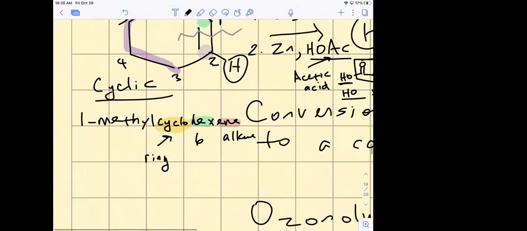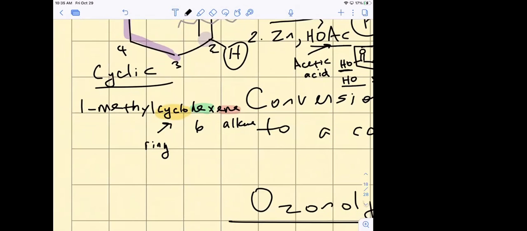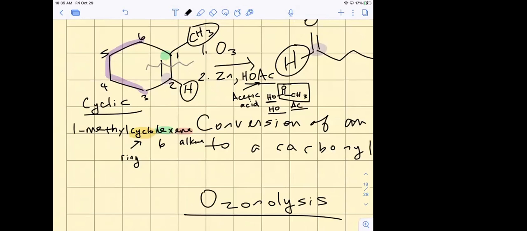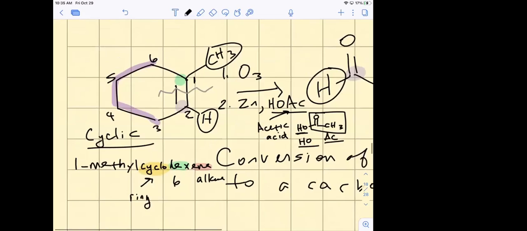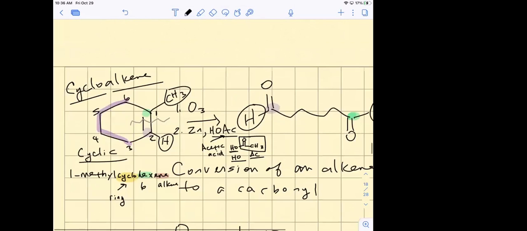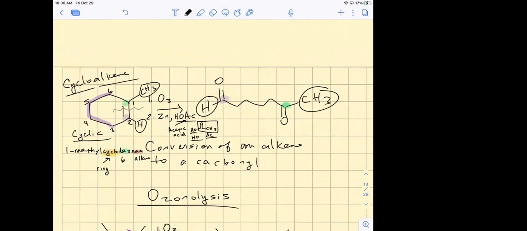And then the 1-methyl just means that there's a methyl group on the first carbon. And anytime you have a cycloalkene like this one, the double bond in the ring is where you're going to start counting, 1 and 2. So this is an example of a cycloalkene. Cyclo meaning ring, alkene meaning there's a double bond present. So whether it's cyclic or acyclic, it doesn't matter.